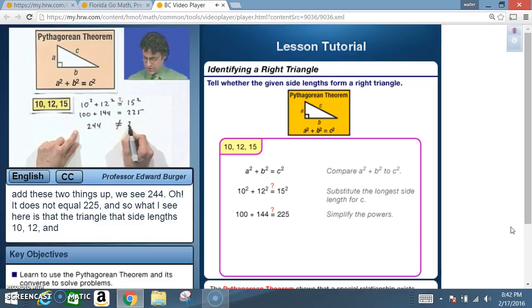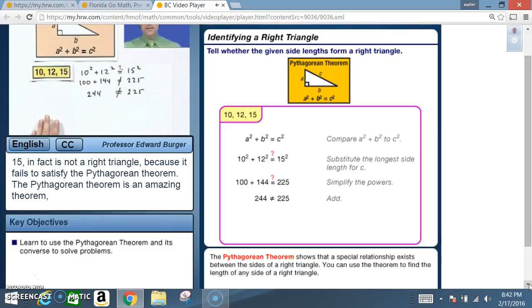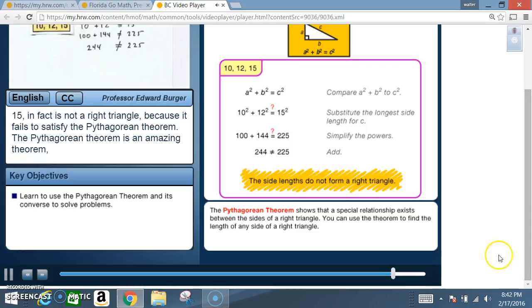It does not equal 225. And so what I see here is that the triangle that has side lengths 10, 12, and 15, in fact, is not a right triangle because it fails to satisfy the Pythagorean theorem.